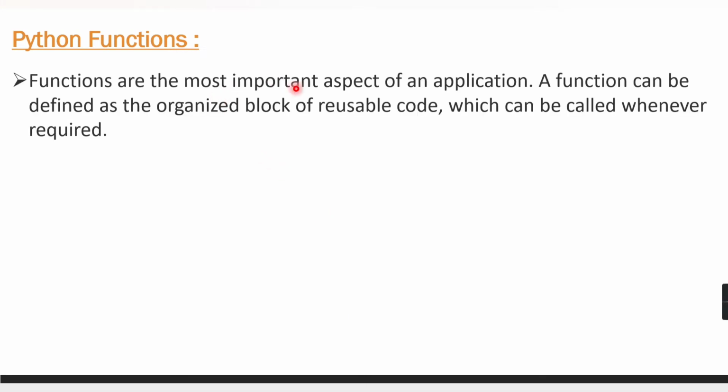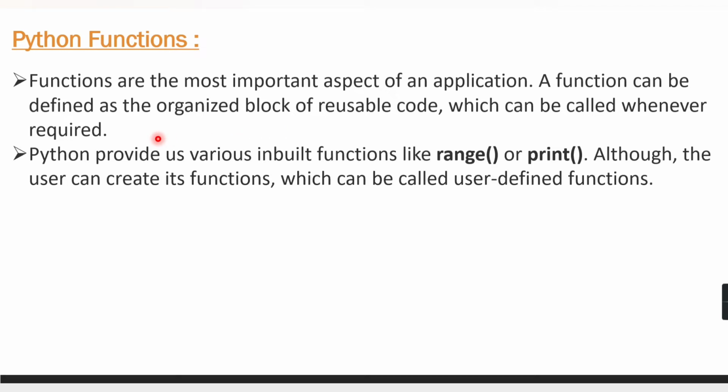Functions are the most important aspect of an application. A function can be defined as an organized block of reusable code which can be called whenever required. Whenever we need it multiple times, we just call the function name and the entire block of code inside that function gets executed.